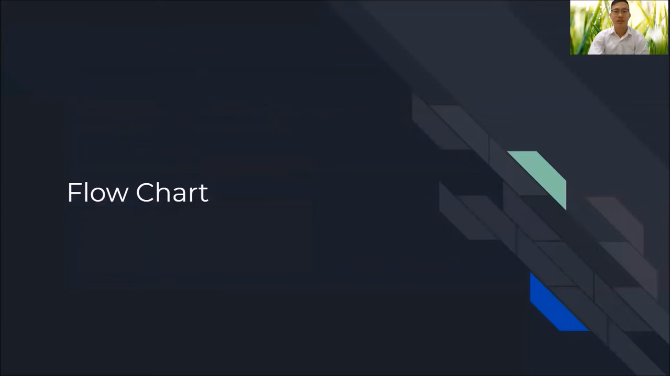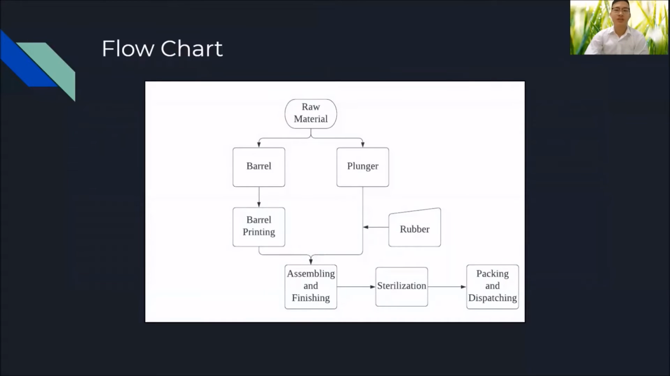And then the flowchart. Here is the flowchart of our process. The raw material is PP, and then it is divided into the barrel and plunger. And then the barrel goes to barrel printing, and the plunger is assembled with the rubber. And then both of these parts will be assembled and finished, and then sterilization, and then packing and dispatching.